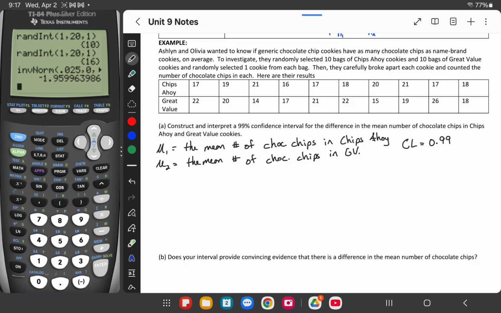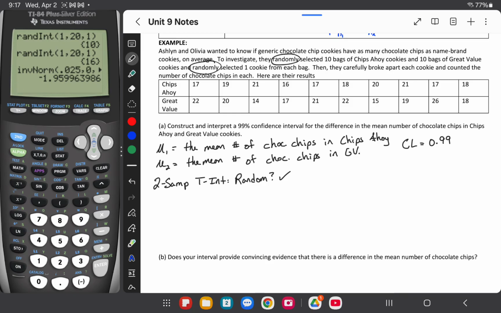Next, for step 2, let's go ahead and say what procedure we're going to be doing. That's going to be a 2-sample t-interval for the difference of means. And then let's check our conditions. The first one is whether or not this data comes from a random sample or experiment. And if you look at the data, it does say that they randomly selected 10 bags. So yes, we can say that this is random. In fact, not only did they randomly select the 10 bags, they also randomly selected one cookie from each bag. So definitely plenty of randomness here.